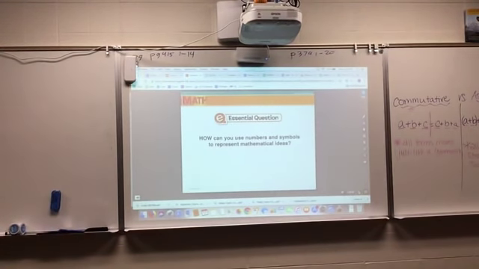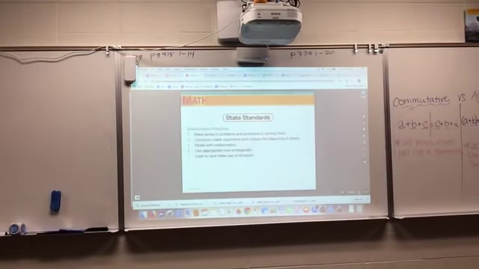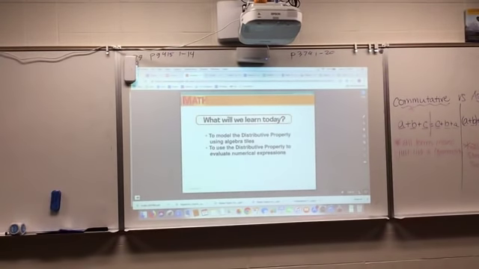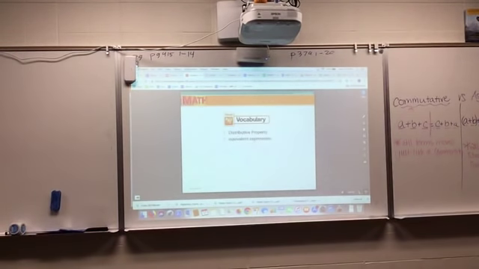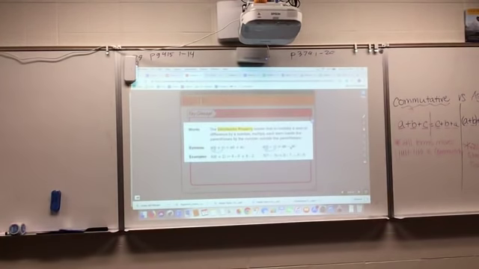All right, today we are going to use numbers and symbols to represent mathematical ideas. We're going to use EE1 and EE2, and 1, 3, 4, 5, and 7 for state standards. What we're going to learn today is how to use distributive property to evaluate numerical expressions. We're going to learn about those 2 words. Now I am going to talk kind of quick today because this is pretty easy content stuff.